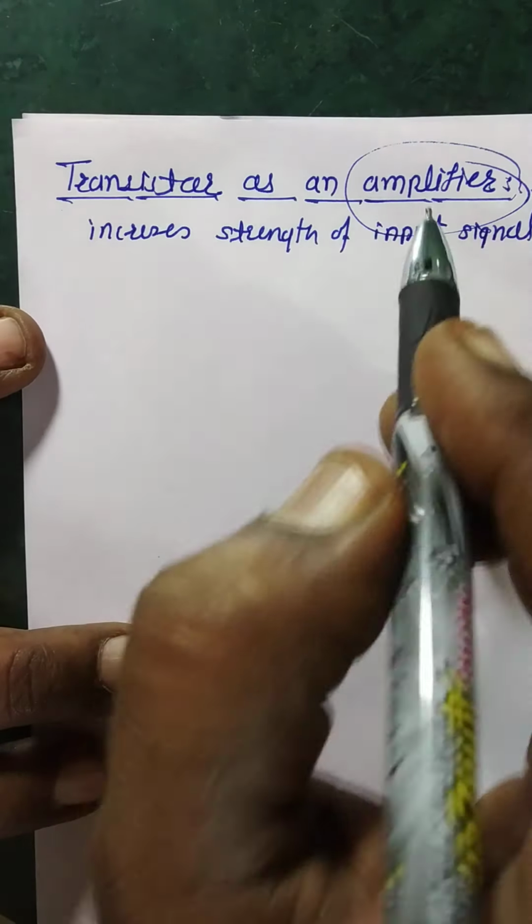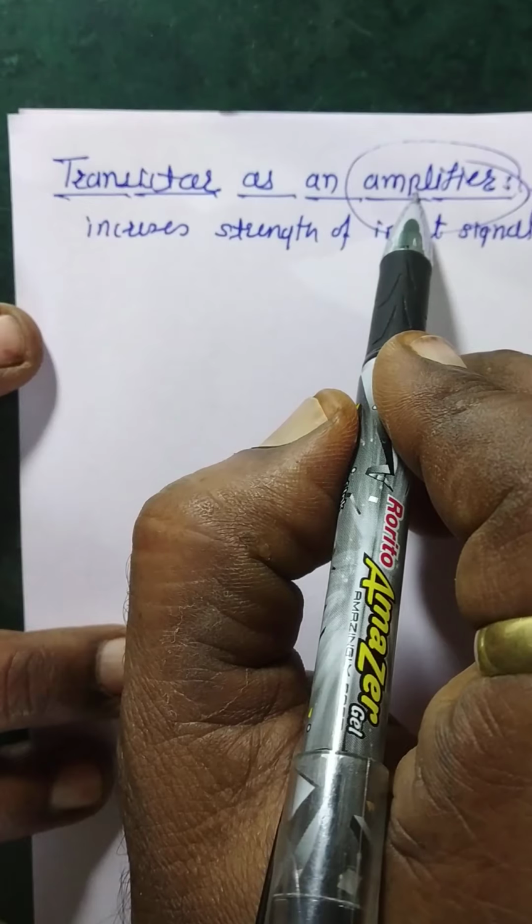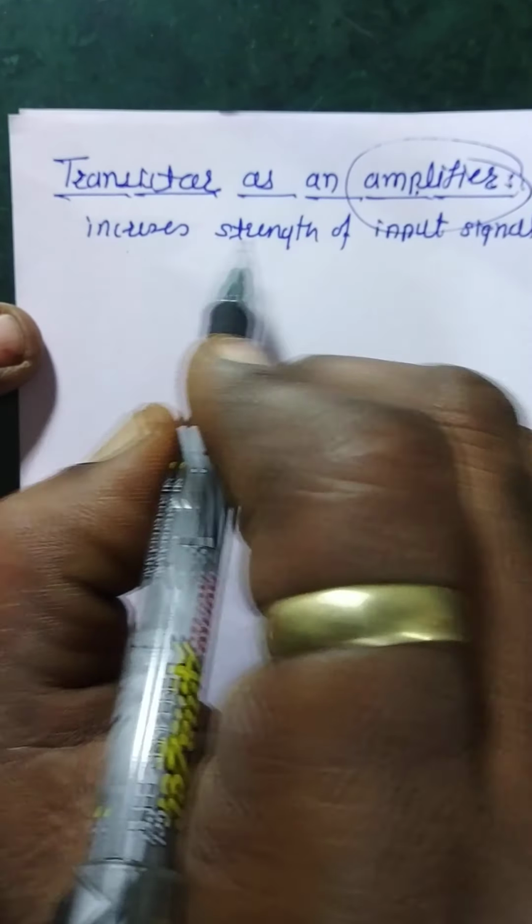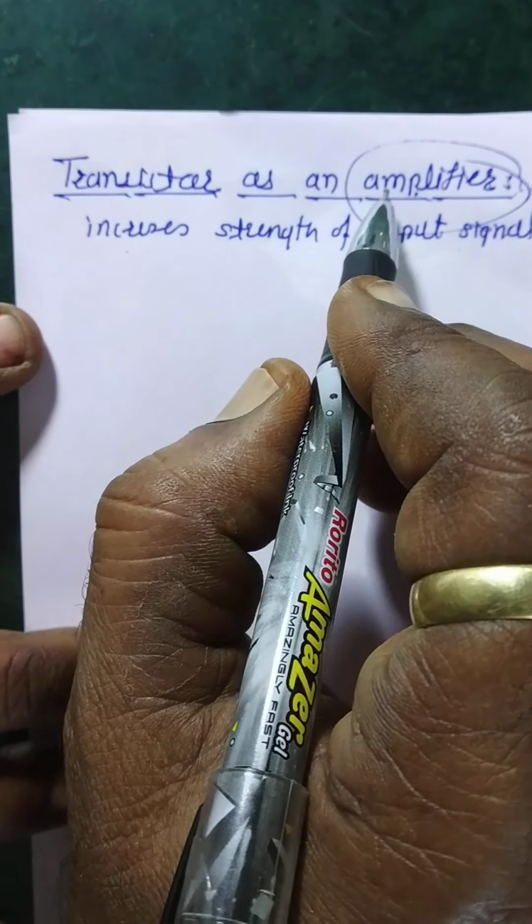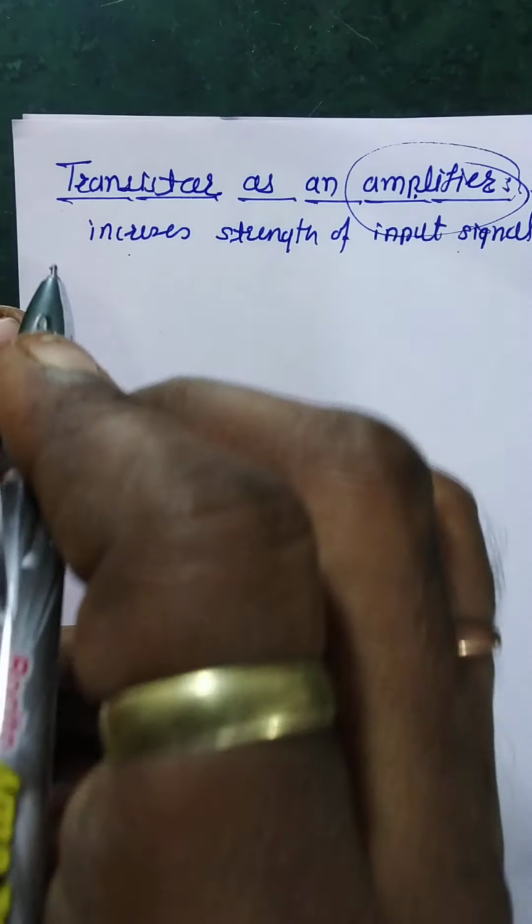What is amplifier? A device which increases strength of input signal is called as amplifier.